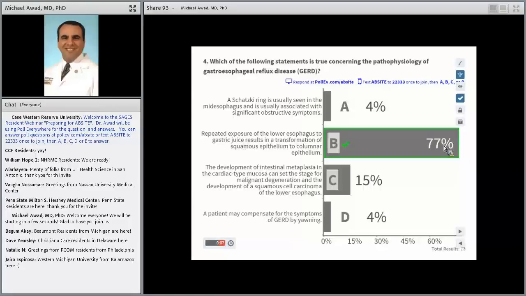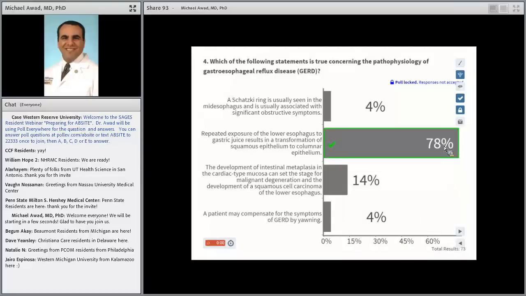So basically, the first one is not correct. Schatzki's ring is usually not associated with significant obstructive symptoms. It's usually pretty benign. Indeed, that's the mechanism of Barrett's, exposure of the lower esophagus to gastric juice, and the development of intestinal metaplasia and cardiac mucosa is not developed into squamous cell, but is actually adenocarcinoma, otherwise known as Barrett's cancer. The last point is kind of a funny answer.